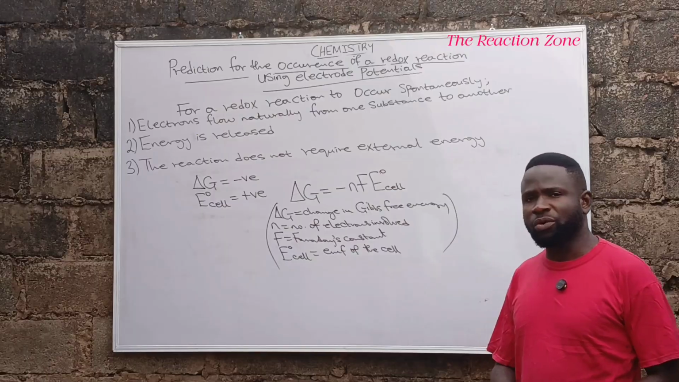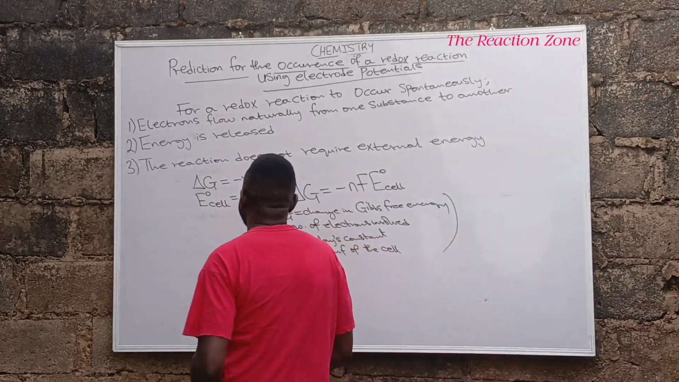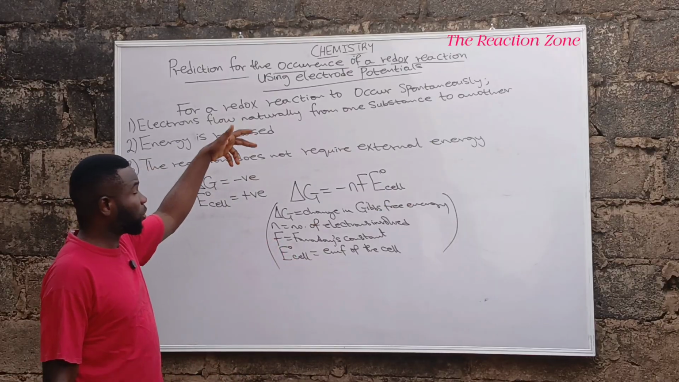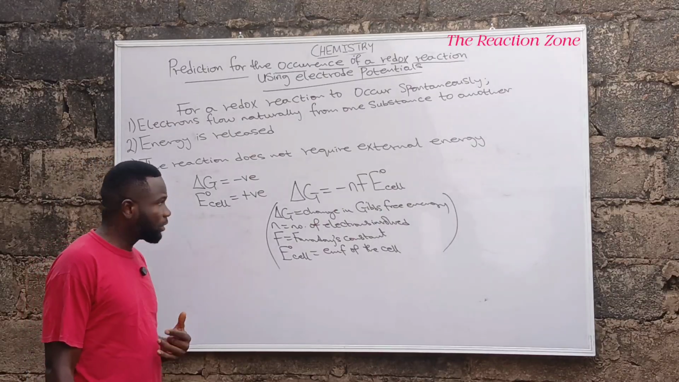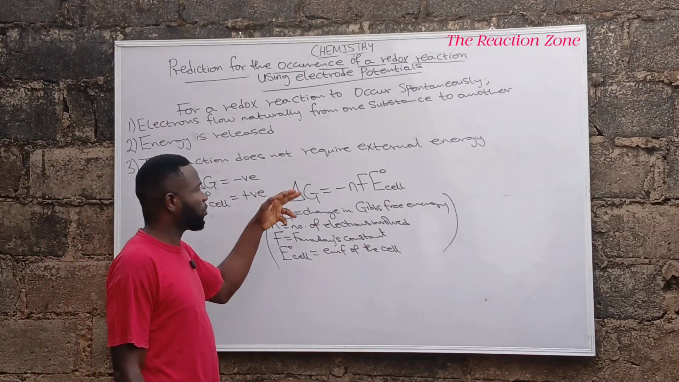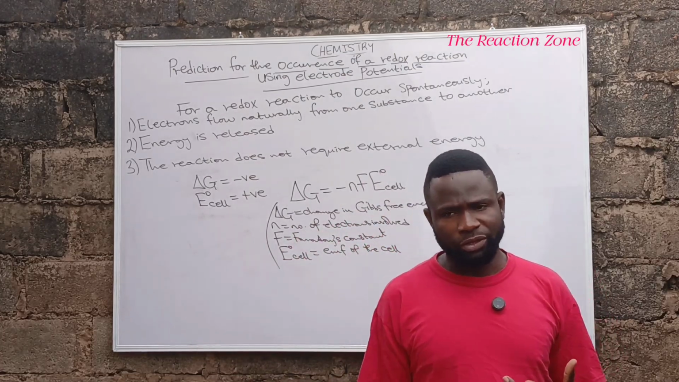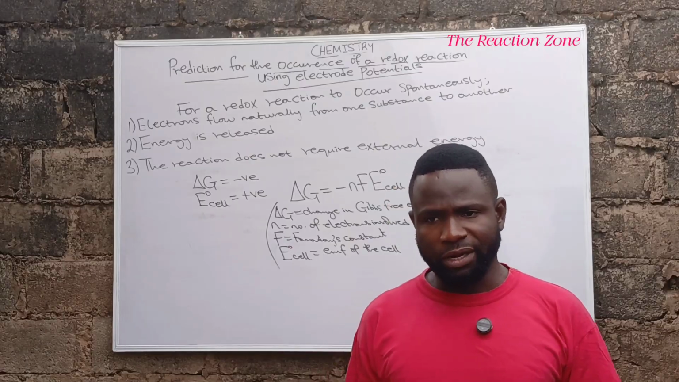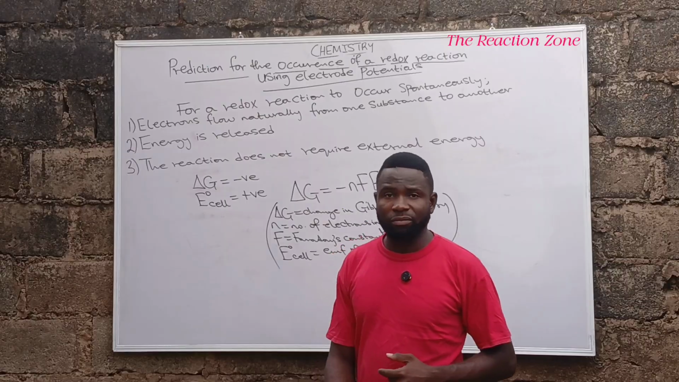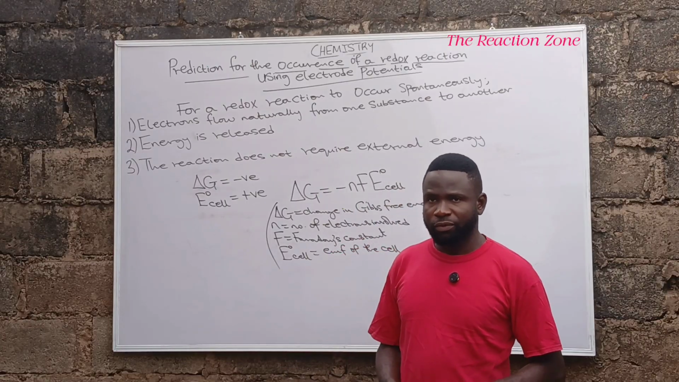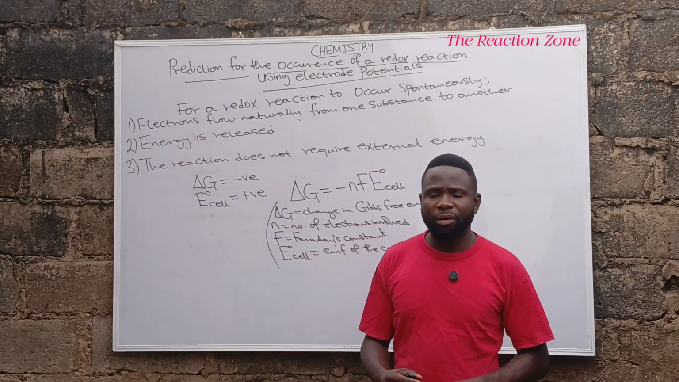For a redox reaction to occur naturally or spontaneously, these conditions must be met. First, electrons must flow naturally from one substance to another, energy must be released, and the reaction must not require external energy. For a redox reaction to be spontaneous, the Gibbs free energy must have a negative value and the EMF of the cell must have a positive value. In other words, delta G must have a negative value and E naught cell must have a positive value.